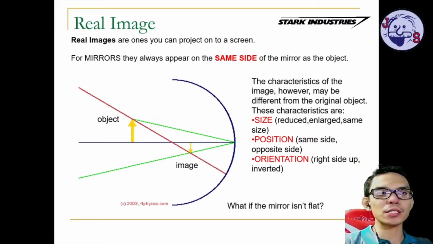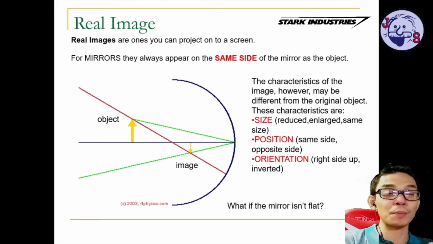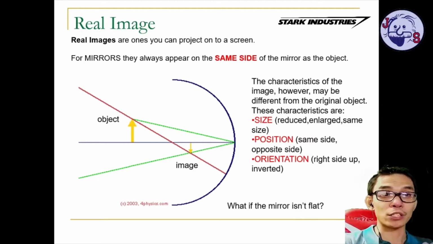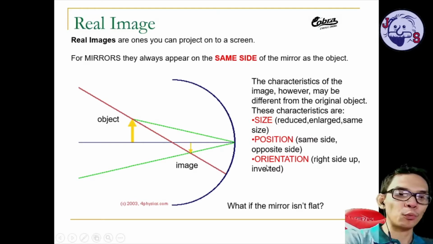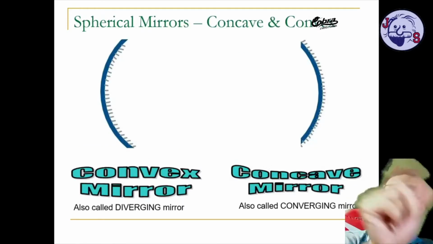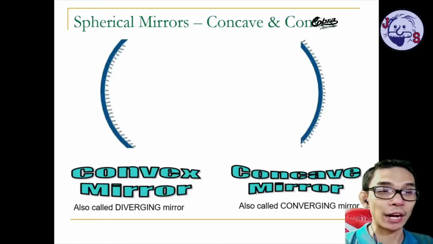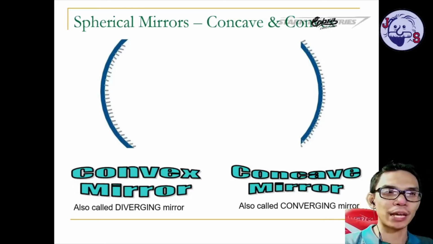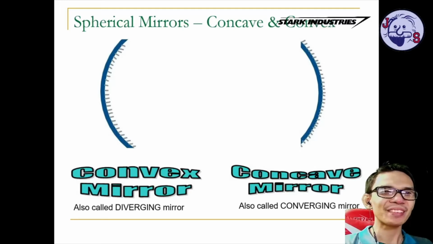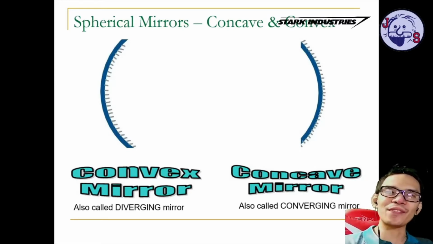So you will notice that there is a difference between the image formed on both sides. All right, so what are those? The part of your spoon that you looked at is called a spherical mirror. There are two kinds of spherical mirrors: concave and convex mirrors.